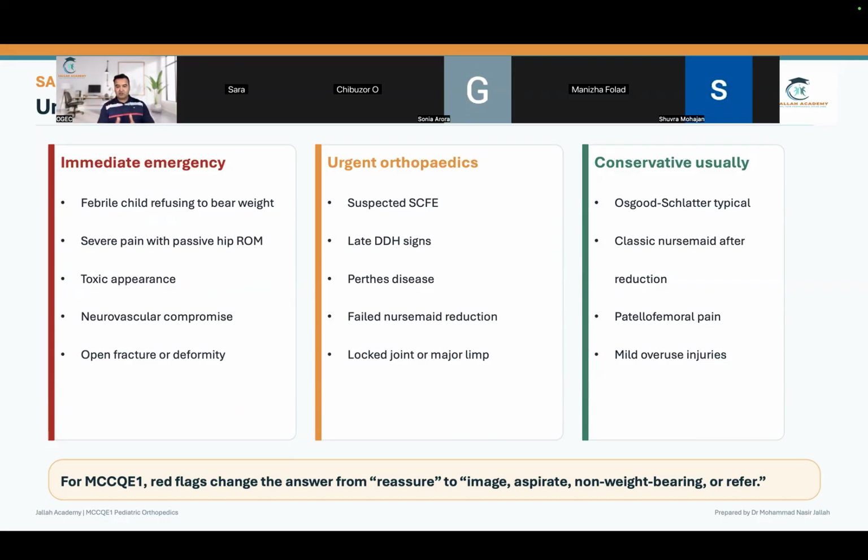So pay attention to the red flags. It's very important whether you're doing MCQ1 or the NACOSCI. If you're doing MCQ1, they give you a scenario, then the chief complaint, and in the middle, they will throw in some red flag. But if you're doing NACOSCI, when you're taking history, you need to ask for it.